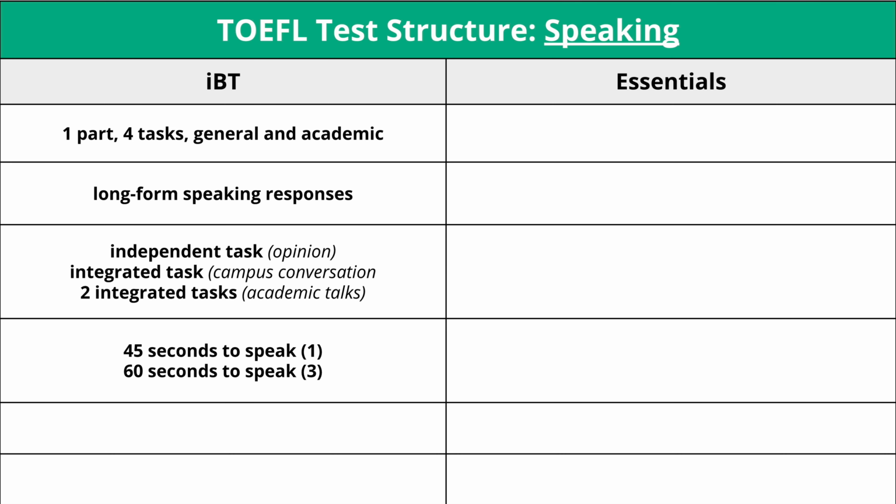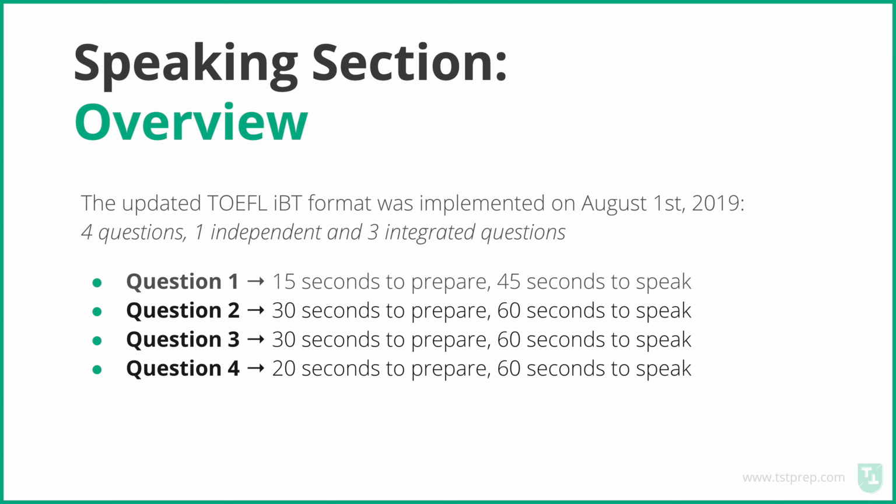The first question is called an independent question, which asks for your opinion. And then the second question is an integrated task about a campus conversation. And there are 2 integrated tasks that are academic talks, where you have to read a passage and listen to a passage about some academic topic. Yay, so much fun. And like I said, 45 seconds to speak in the first question, 60 seconds in the other 3. This is a quick overview of what it looks like.